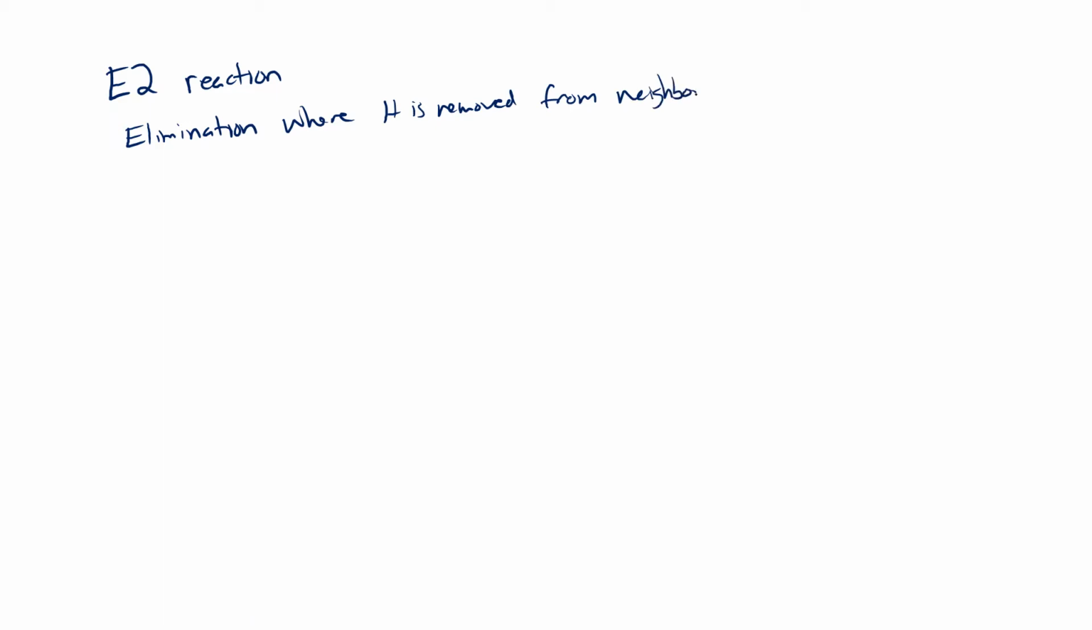Okay, so the E2 reaction is another elimination. That's what the E stands for, where the hydrogen is removed from the neighboring carbon and the leaving group leaves all in one step, in a single step. Right, so once again, this is a concerted mechanism.